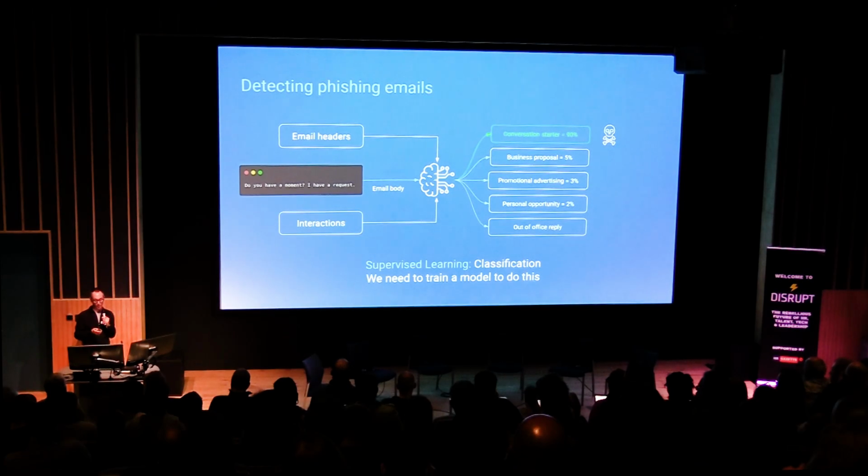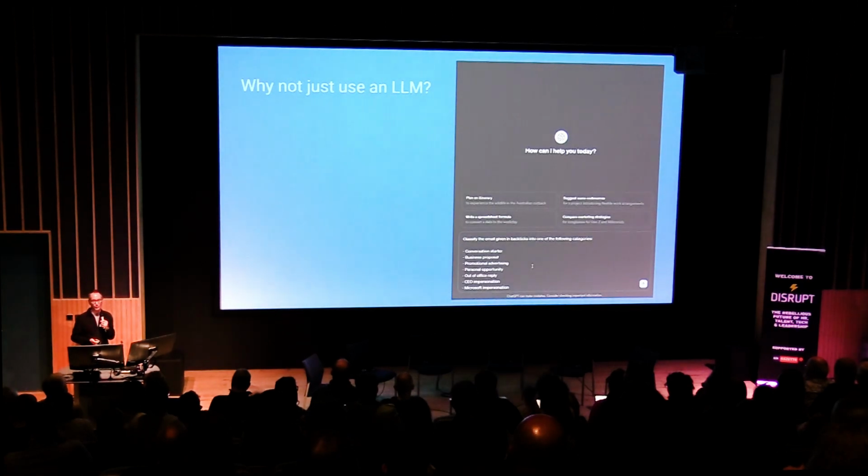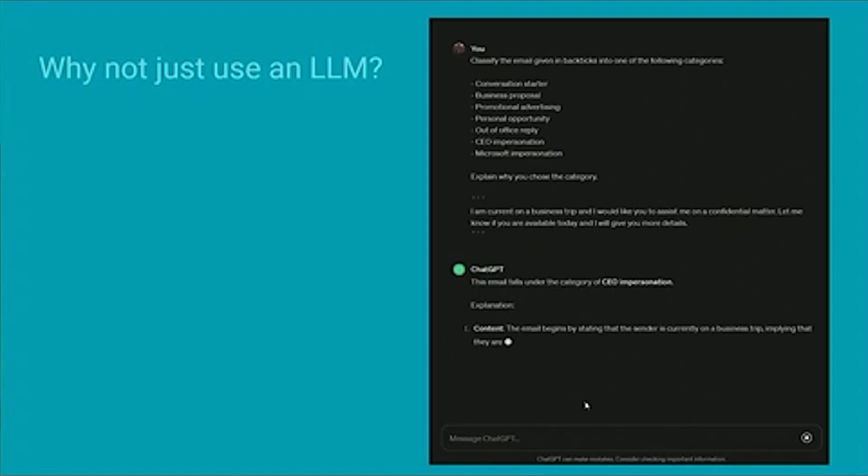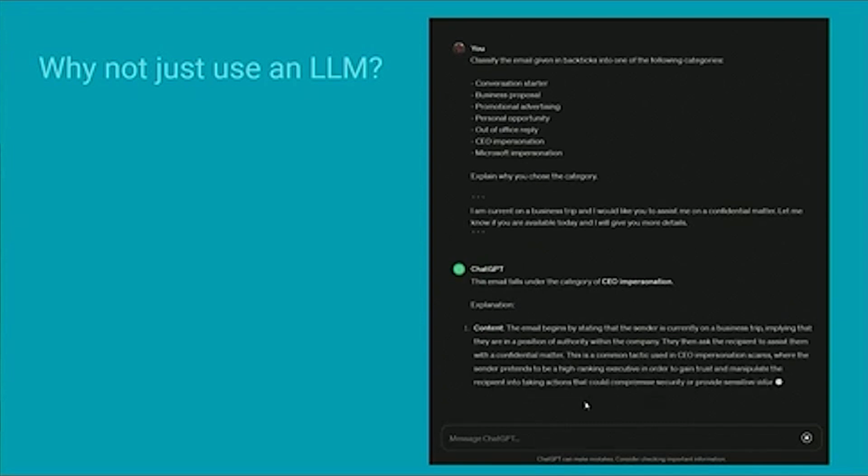And go back 5, 6, 7 years ago, that would have been an extremely difficult problem to solve without lots of people manually labeling emails, lots of time, lots of cost. So we could use a large language model like ChatGPT maybe to do that.